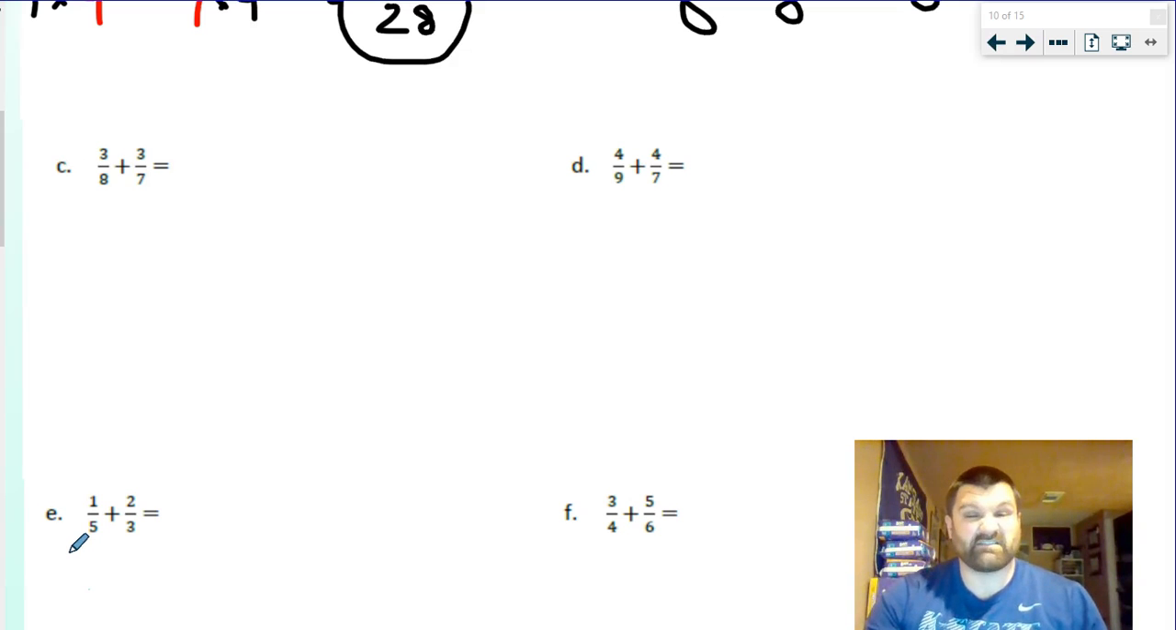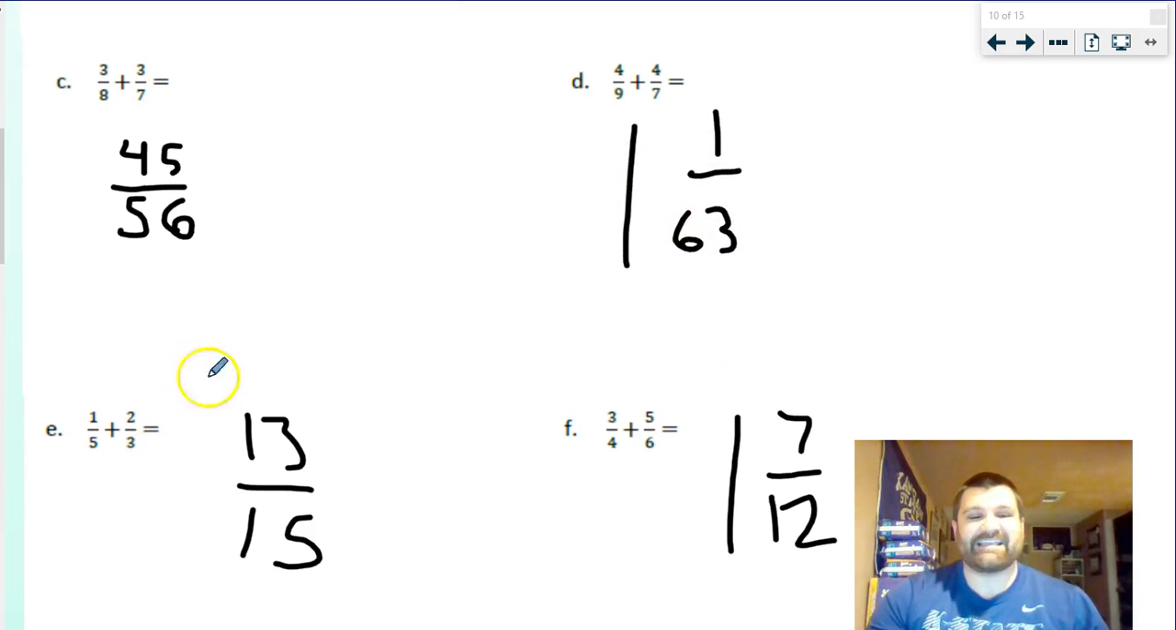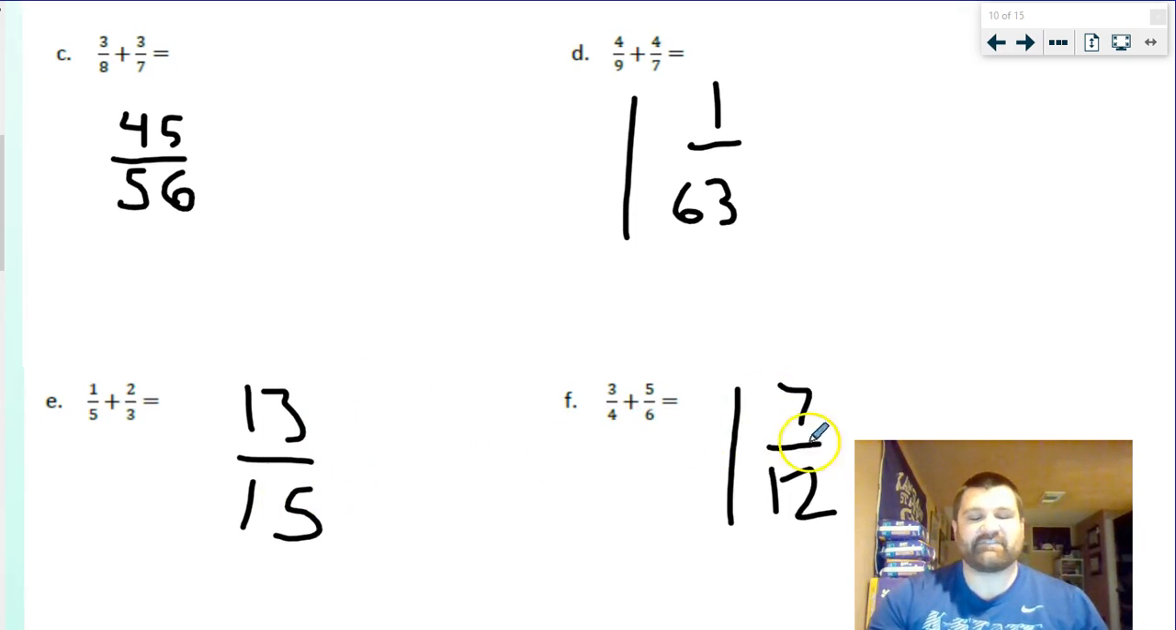It means pause it. Okay, good job. Go. Okay, so now you should be done with C, D, E, and F. C, the answer would be 45/56. D, the answer is 1 1/63. E, 13/15. And F, 1 7/12.